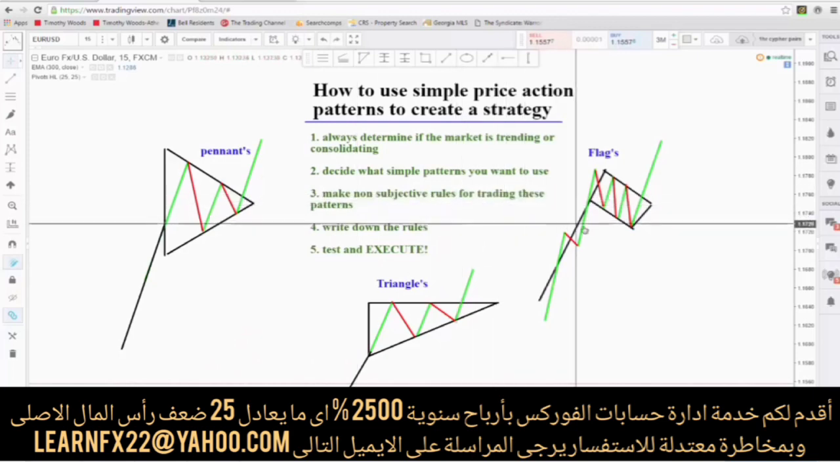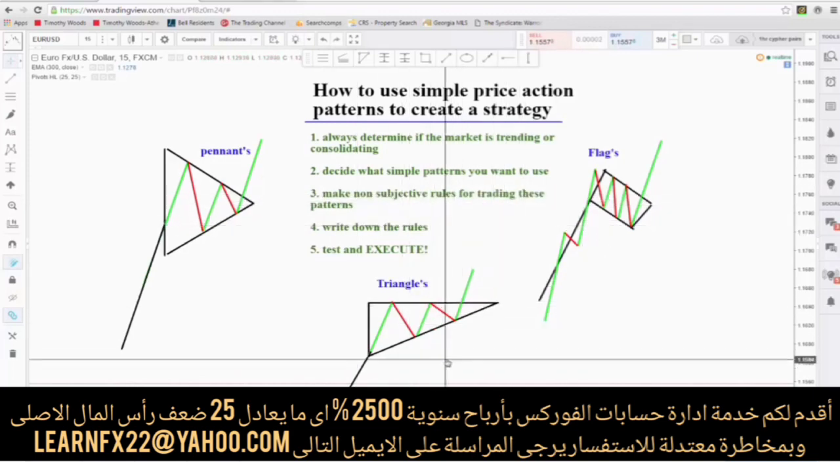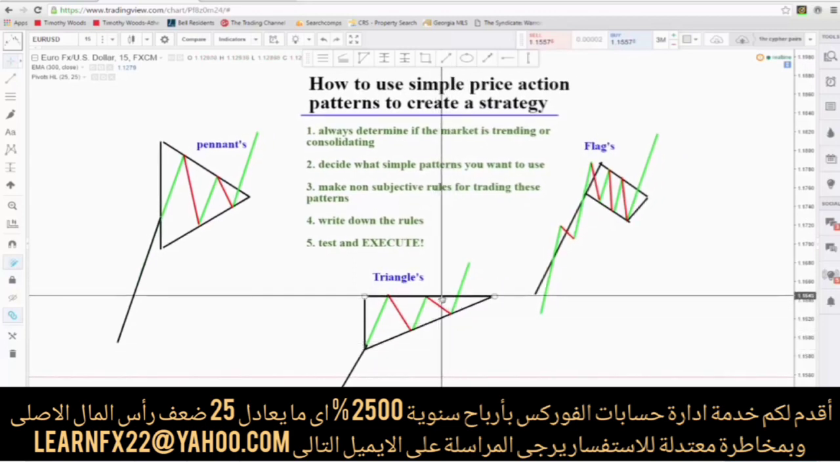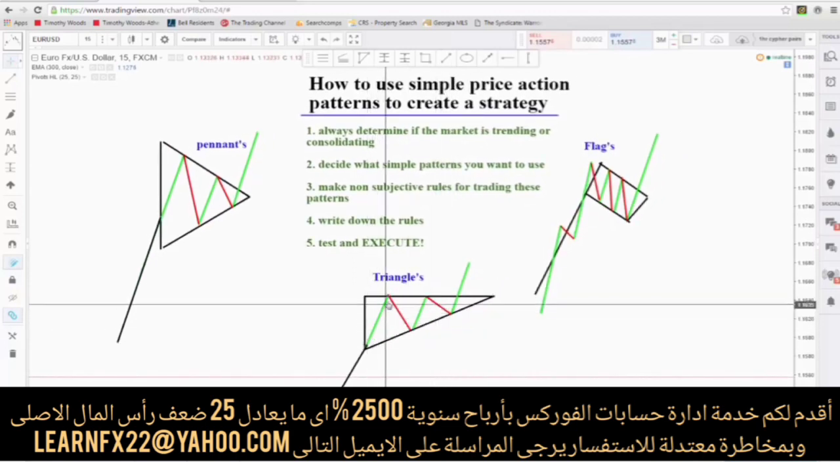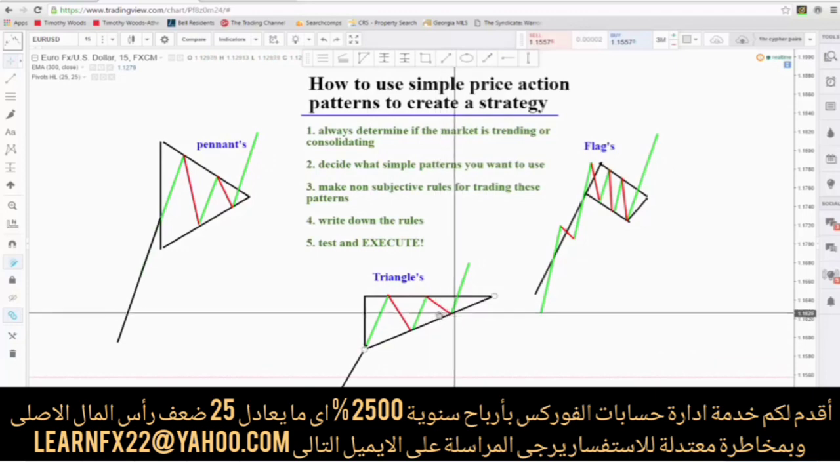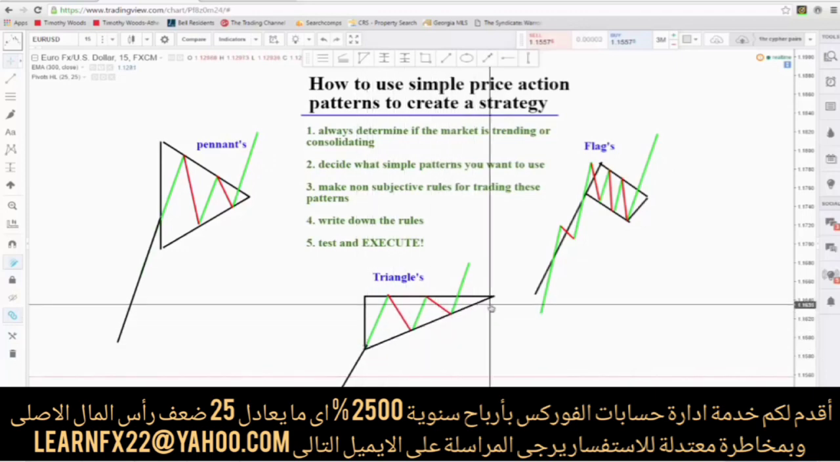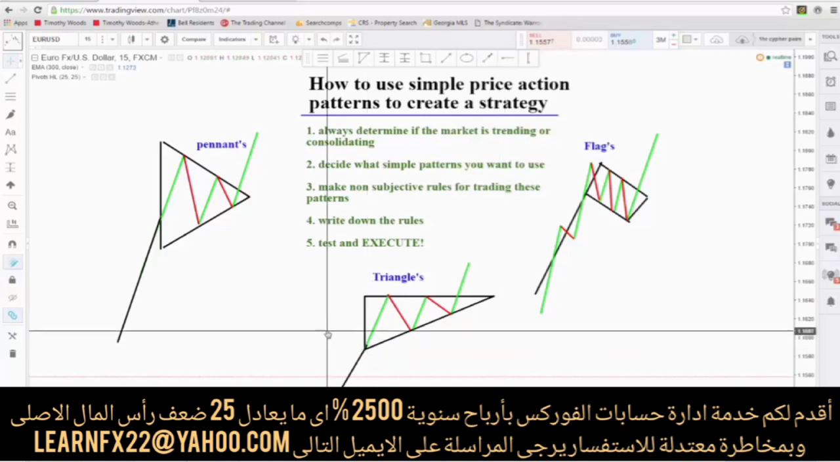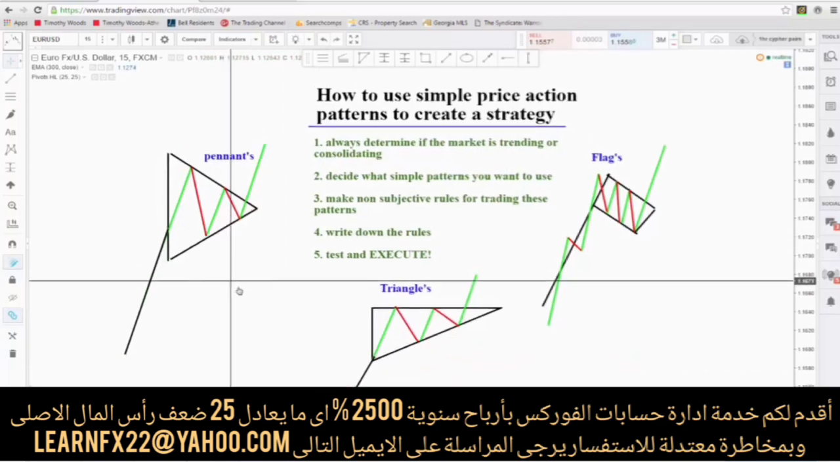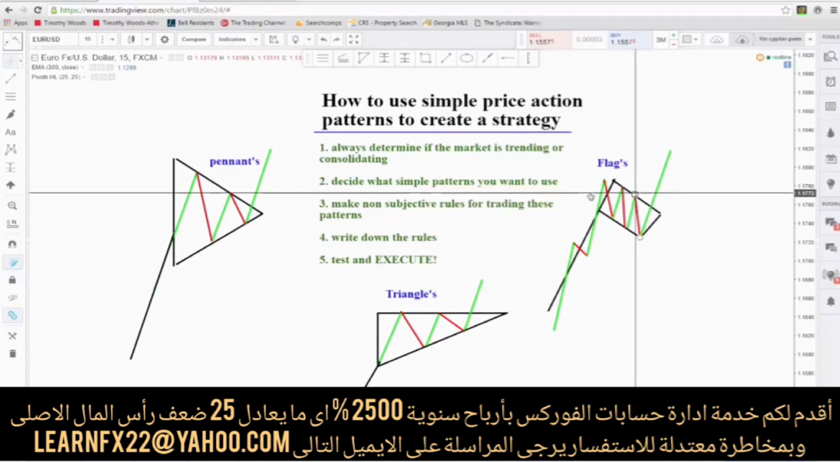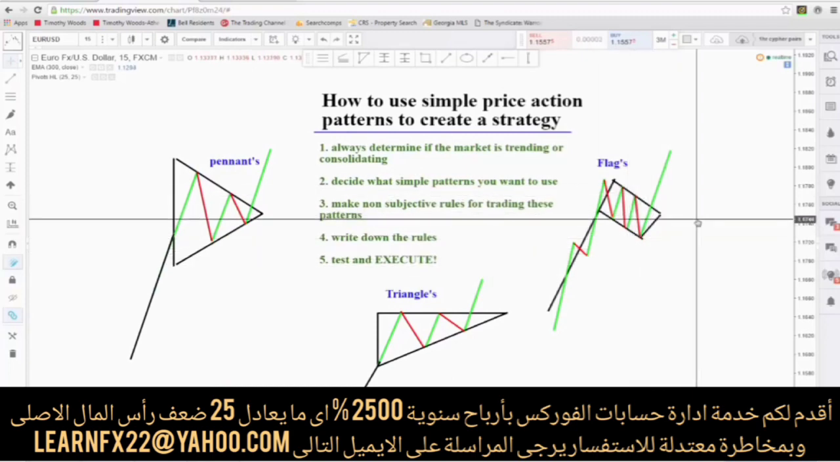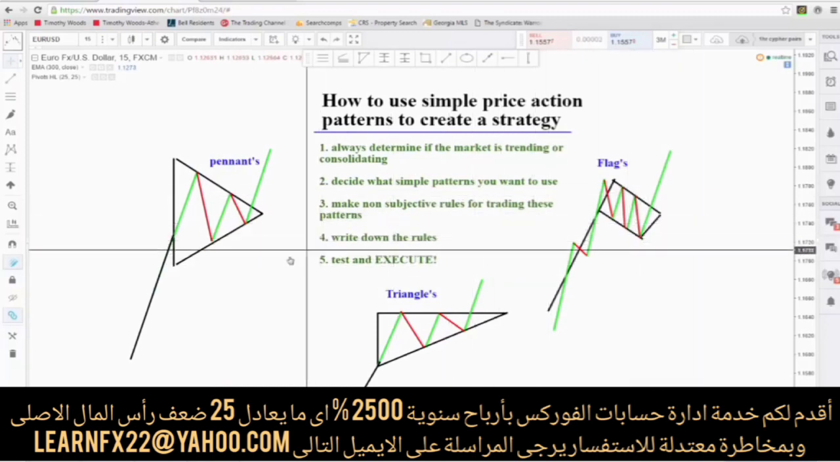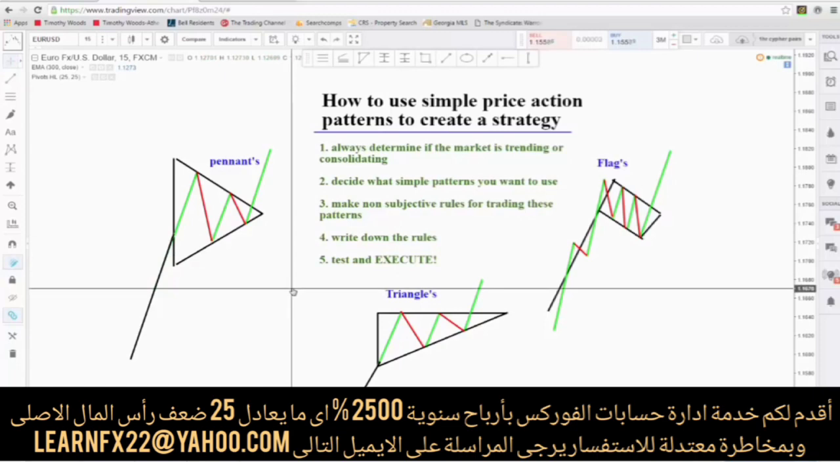trading these patterns, whether you're going to trade an ascending triangle based on a breakout of the highs, or you are going to trade the second support level created after a trend line is made for the bottom of an ascending triangle. That would be an example of some of the rules you would have to pick between. Same thing with the pennants, and also same thing with the flag pattern. Next, write down those rules that you have created, and the final step, step 5, test and execute your plan.